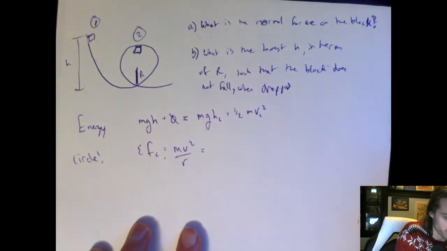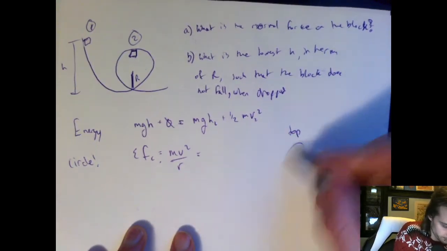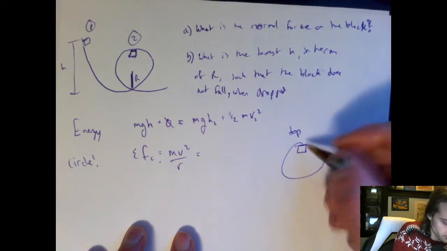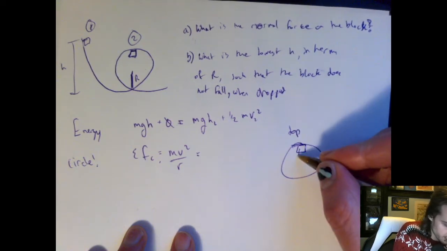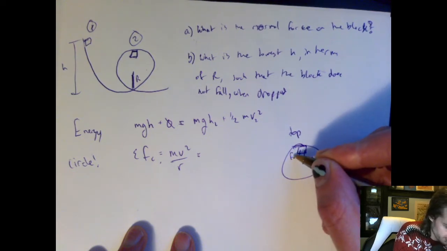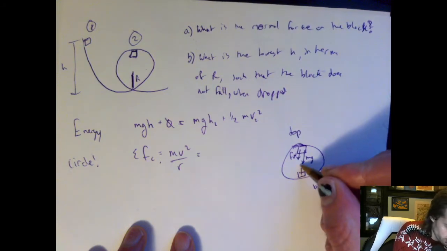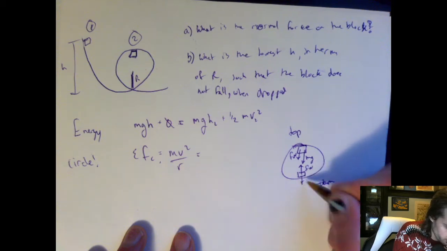Well, now I need to think about what the centripetal force would be. So at the top, our block looks like this. And there are two forces going down on it: mg and Fn. At the bottom, we have a force going up on it, and we have a force going down on it.